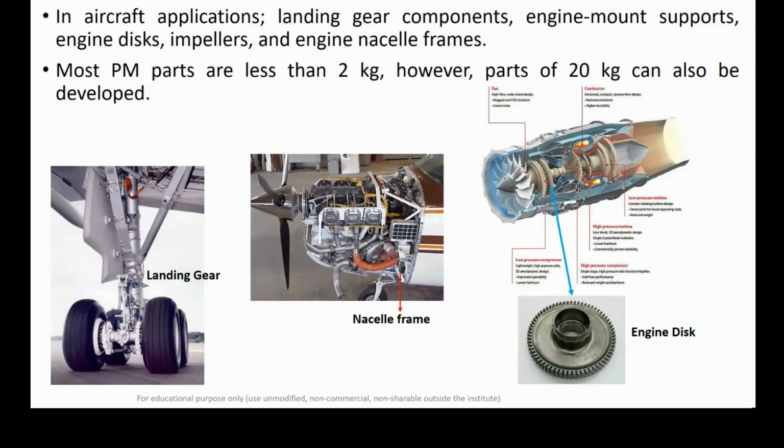Mostly the powder metallurgy parts are less than 2.5 kg. However, for industrial applications, we have seen that parts of more than 20 kg have also been developed.